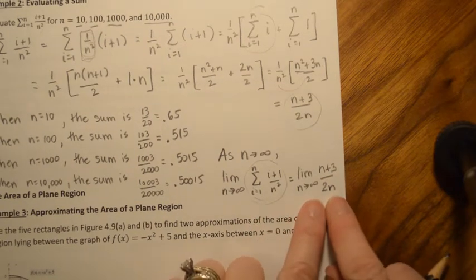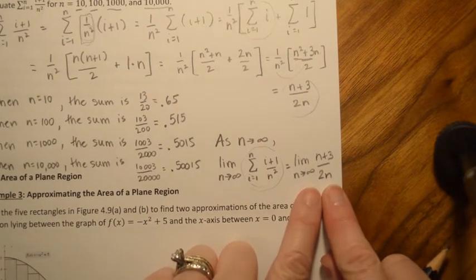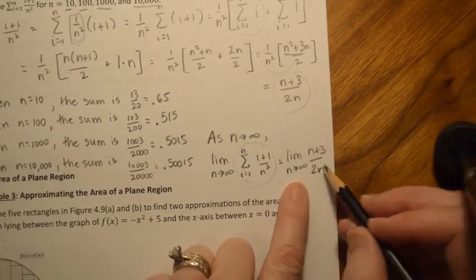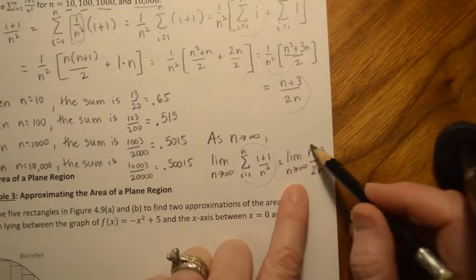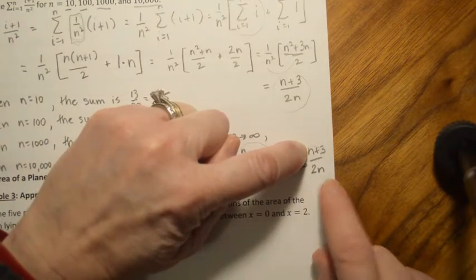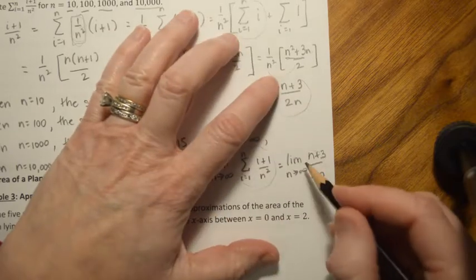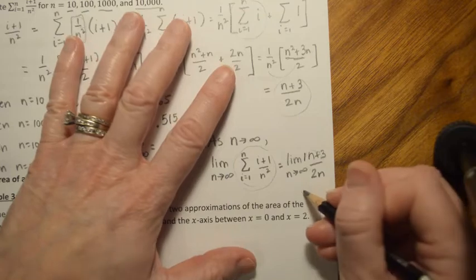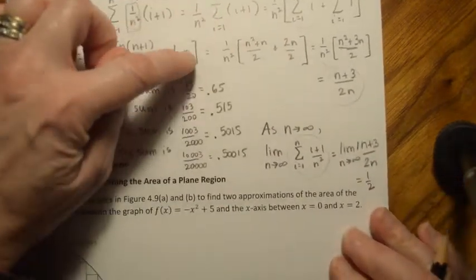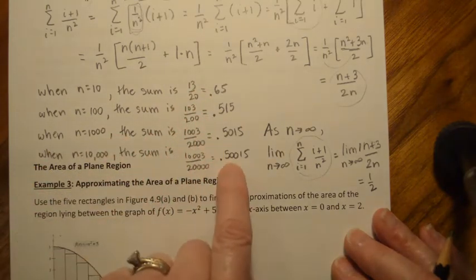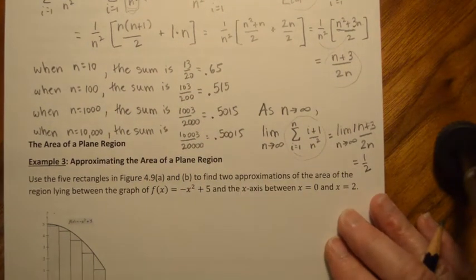All right, from our work in section 3.5, I think, where we did limits at infinity, we know that if we have a rational function like this, whose highest exponents match, right? So here the highest exponent is 1, in the denominator it's 1, that it's just the ratio of the leading coefficients. So here the coefficient of the n is 1, here it's 2, so this limit is 1/2. And we can see that as we keep letting n increase, this sum is getting closer and closer and closer to 1/2.